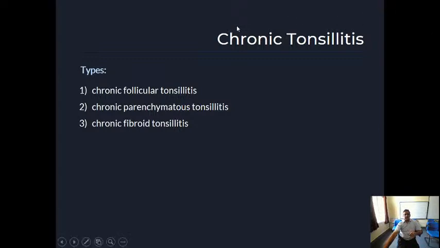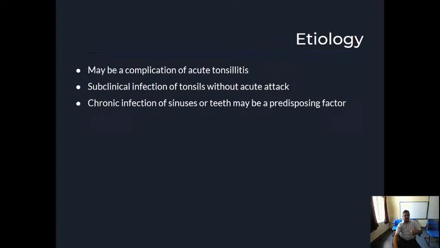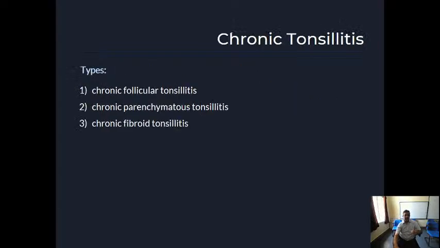And chronic tonsillitis, usually there are three varieties that are described. Chronic follicular tonsillitis, similar to the acute follicular tonsillitis, where in the follicles you will see the purulent discharge. The chronic parenchymatous, where the size of the tonsils increases. A chronic fibroid tonsillitis, wherein repeated infections produce what is known as fibrous bands, and then the tonsil becomes atrophied or pulled inside. So those are the various ways in which chronic tonsillitis presents.